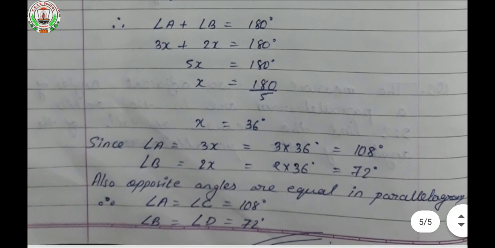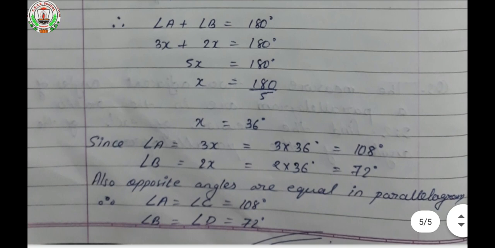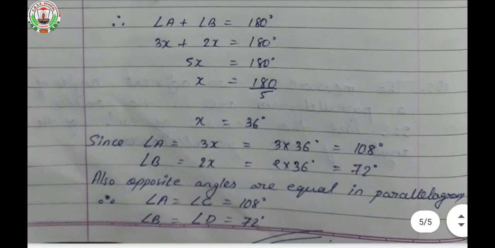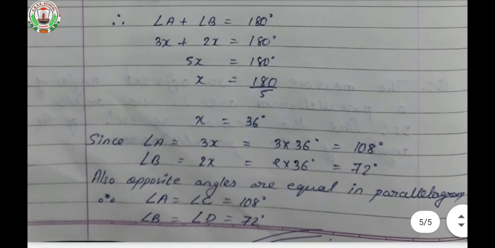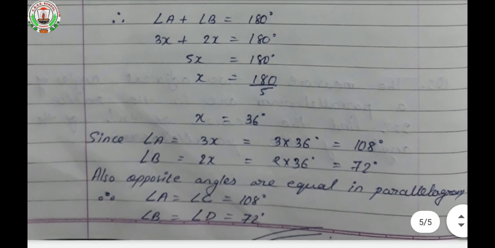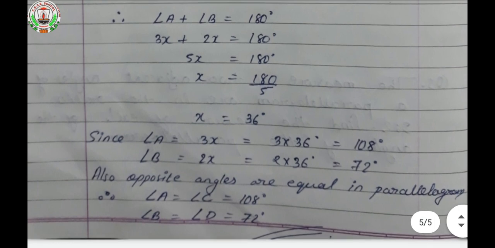Now what is angle A we have? Angle A is 3x, isn't it? And what is the value of x? That is 36. So to find the value of angle A, 3 is multiplied with the value of x, that is 36. So 3 into 36 will be 108 degrees. In the same way, angle B is what? 2x, isn't it? And the value of x is 36. So 2 into 36 will be 72.